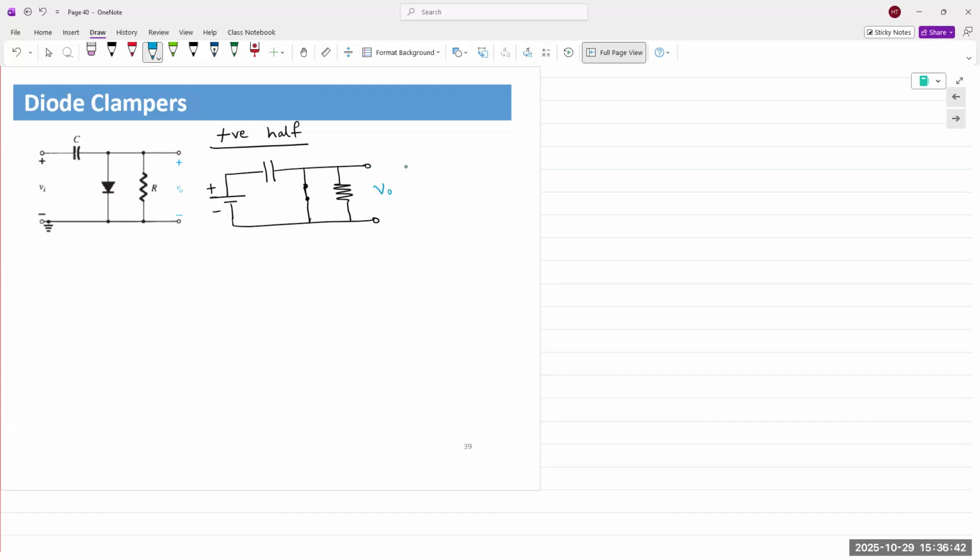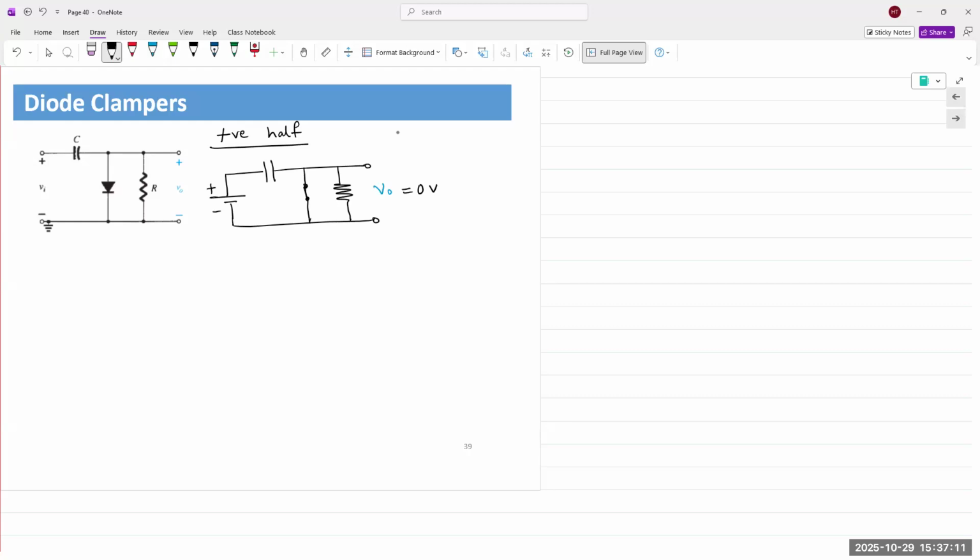And that's VO. So what is VO? If it's an ideal diode, 0 volts because it's a short, right? Ideal diode, so V out is equal to 0 volts. However, far more interesting is what happens to the capacitor. Again, this was part of lab 4, right?